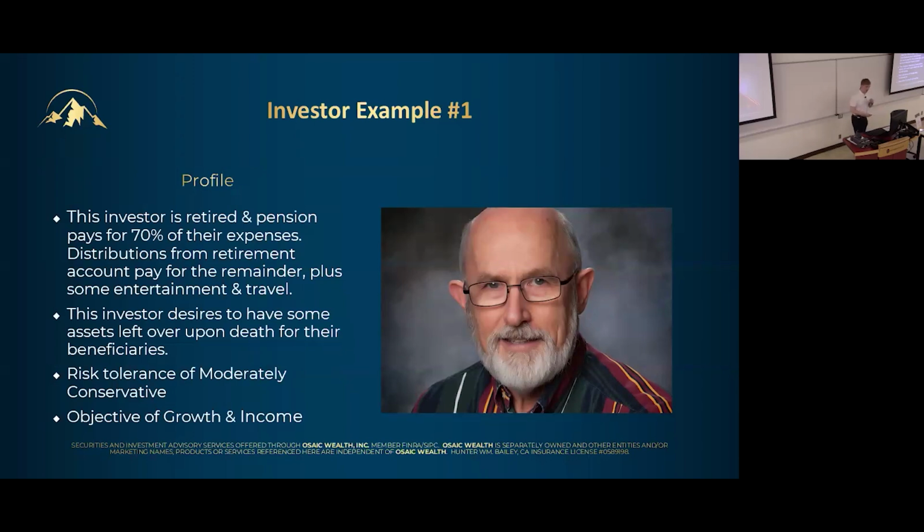So we have a risk tolerance of moderately conservative. He's a little bit safer. He wants to make sure that his assets are going to be there so that he can spend what he wants to spend and that it's not going to just disappear one day. And he's got an objective of growth and income.